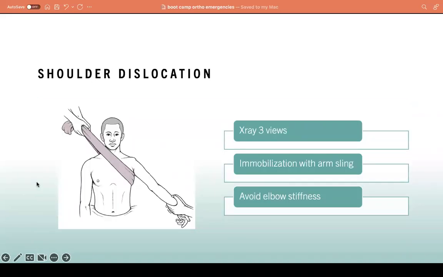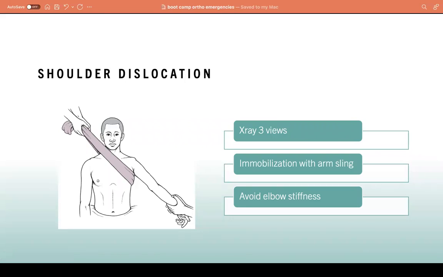For example, the shoulder dislocation, we all know the traction, counter traction. You do the traction in line with the patient's limb, and someone will do the counter traction. After confirming the reduction, you need to do an X-ray, three views at least. So you confirm that the shoulder is in place.